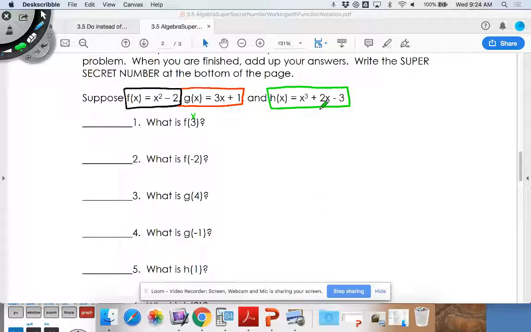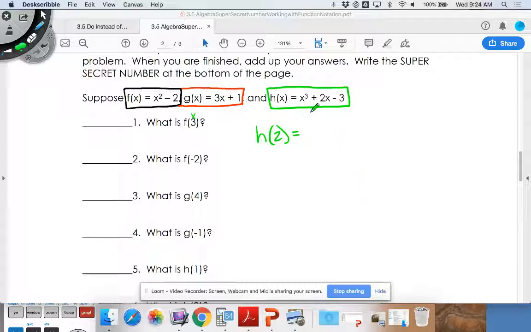Which of the functions looks scariest to you? The h one. So would you rather me do 5 or 6? 6. So 6 says, what is h of 2?